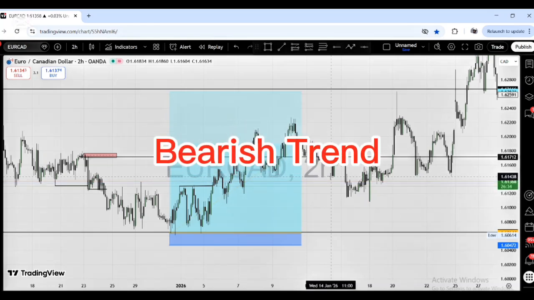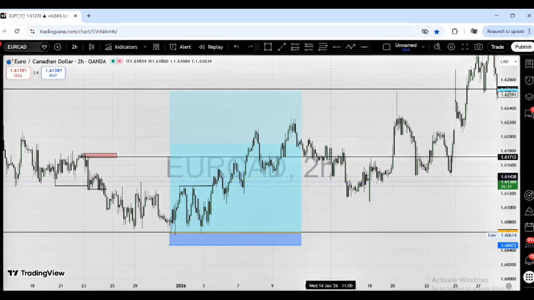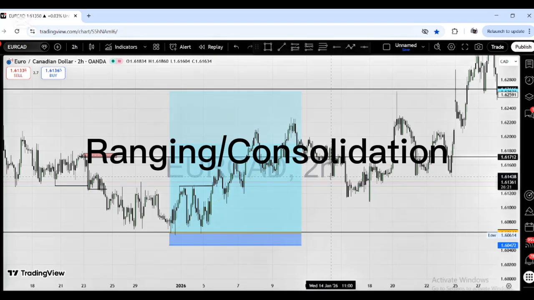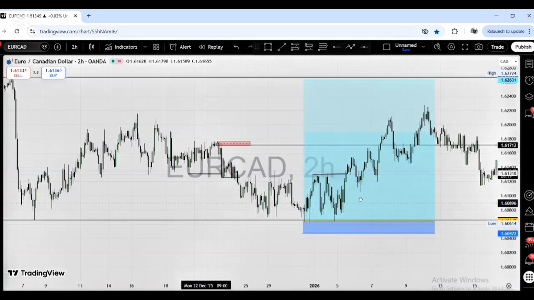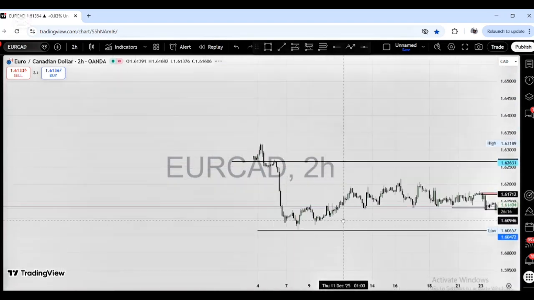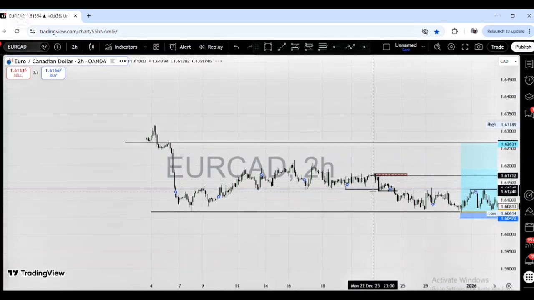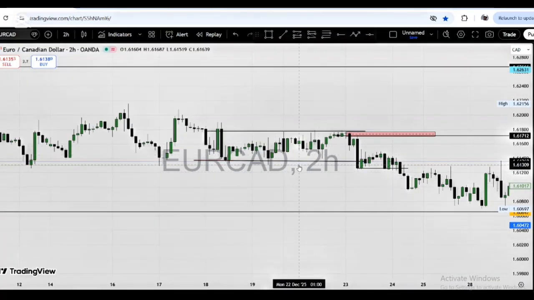These are the three things that characterize the structure of the market. We have the bearish trend, characterized by lower highs and lower lows. You should only look for sell opportunities. And then we have the ranging or the consolidation. Let me show you where the ranging and consolidation happened. This is the consolidation, this is the consolidation. In consolidation, price is trapped between a horizontal support and resistance. This is often a wait-and-see zone for structured traders.